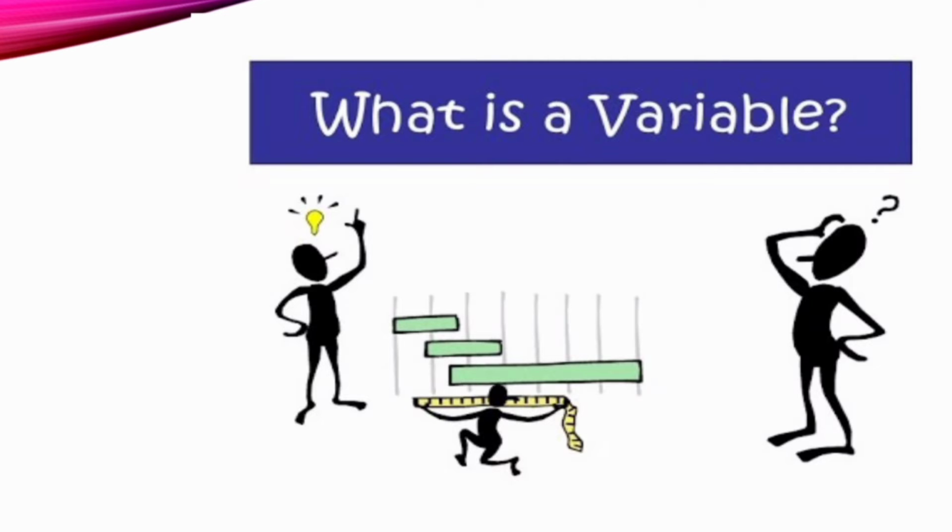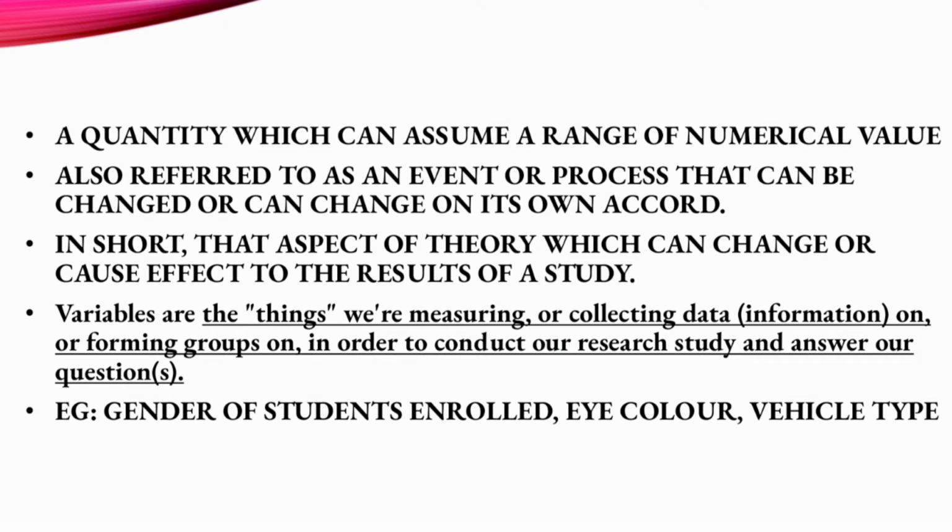So a variable is a quantity which can assume a range of numerical values. It is a concept that can take different quantitative values. It is also referred to as an event or a process that can be changed or can change on its own accord.